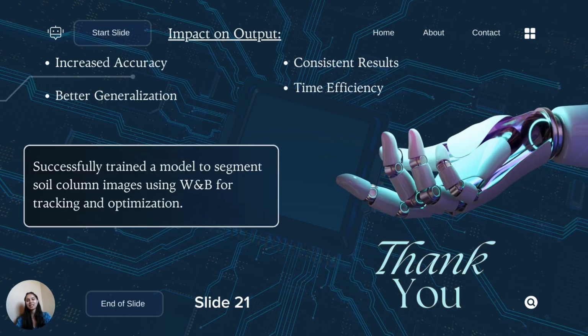In conclusion, integrating Weights and Biases has transformed our model training into an efficient, automated process. This has significantly improved performance and made advanced soil analysis more cost effective. Farmers can now easily determine the best nutrient and irrigation strategies. This leads to better crop yields and more sustainable farming practices.